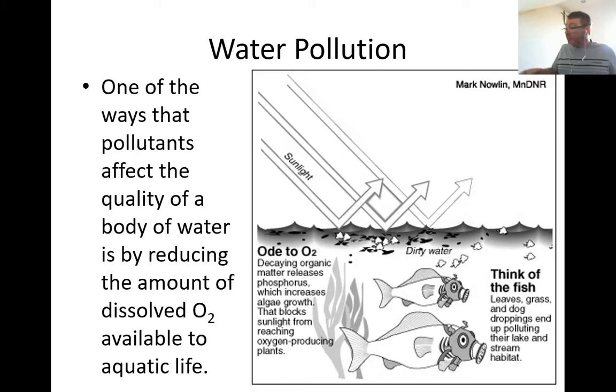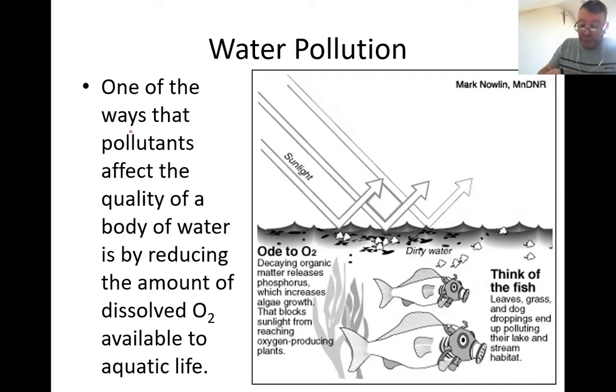Anyway, what is water pollution? First of all, water pollution is a way of reducing the quality of a body of water. That's it. Anything we do to reduce its quality is polluting that particular water. And as biologists and as chemists, we look at it in relation to how the pollution affects life within a body of water.